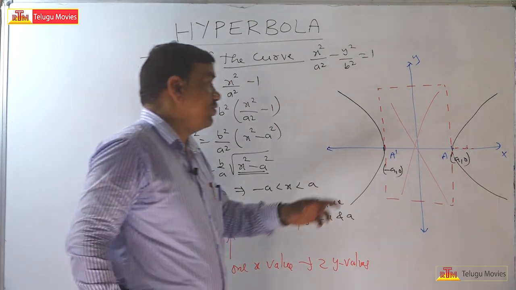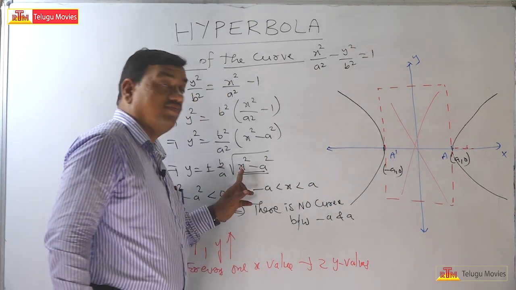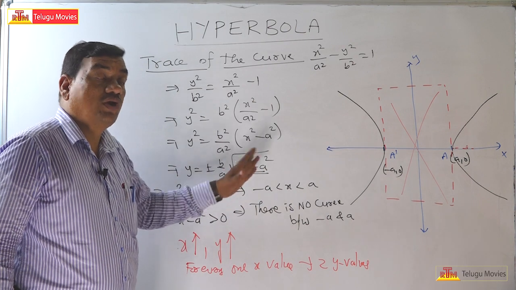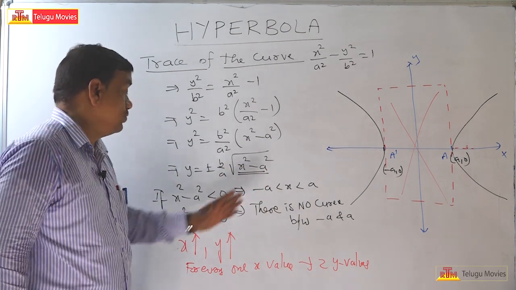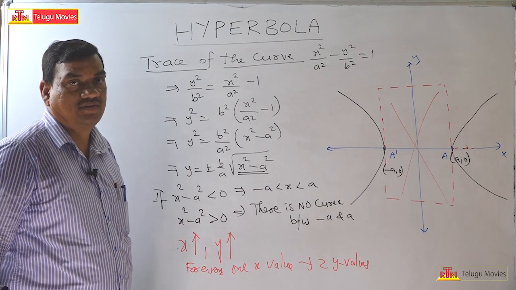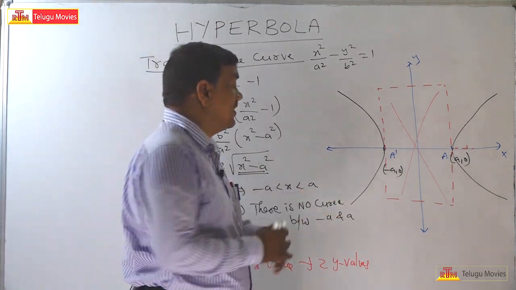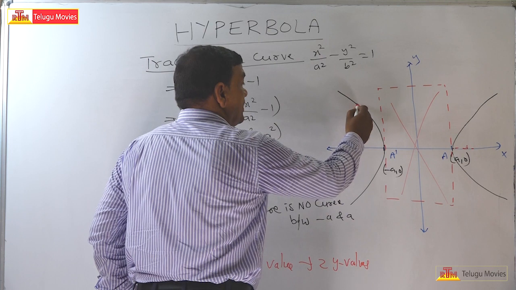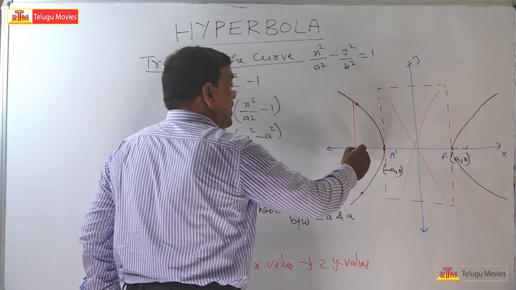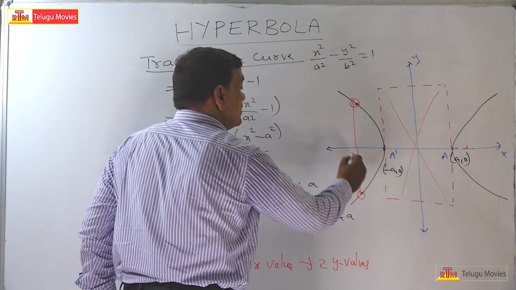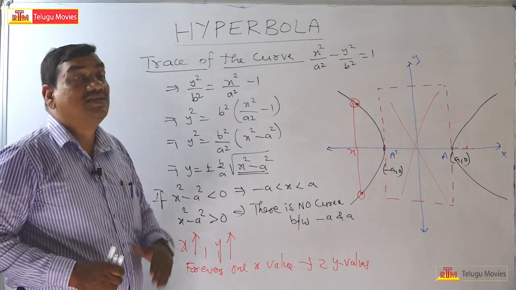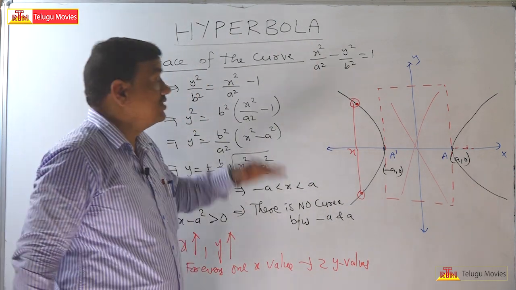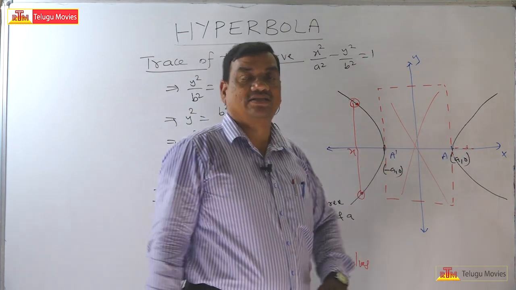For example, if you take the square root of 4, it is plus or minus 2. That means you are getting two y values. That means for every x value, you are getting two y values which are equidistant from the x-axis. Okay. That means the curve is symmetric about the x-axis.